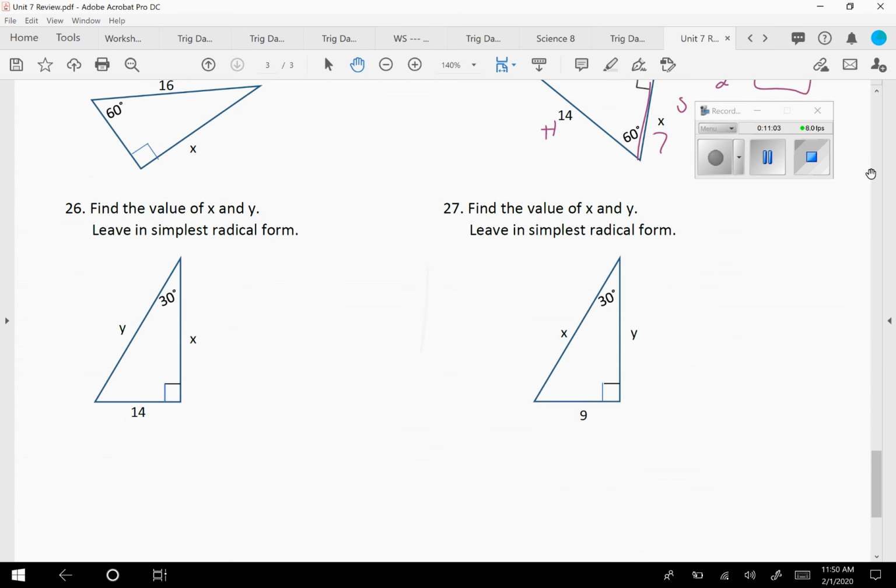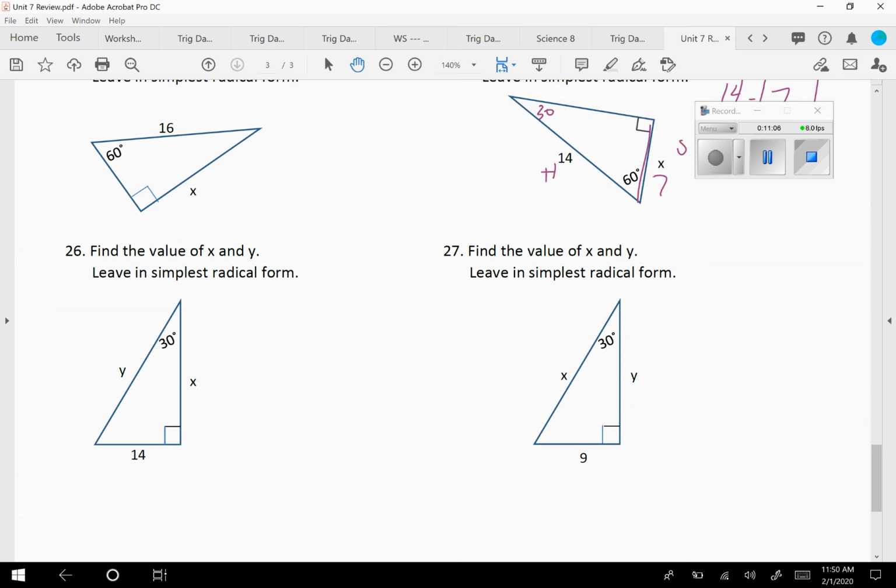Question 27, the last one I'm going to do with you guys here, is find the value of x and y, leave in simplest radical form. Okay, 30, 60, 90. This is my short side. So my hypotenuse, I just take 9 times 2, so that's 18. And then for the longer side, I just take 9 and put the square root 3 behind it, and then we are done.